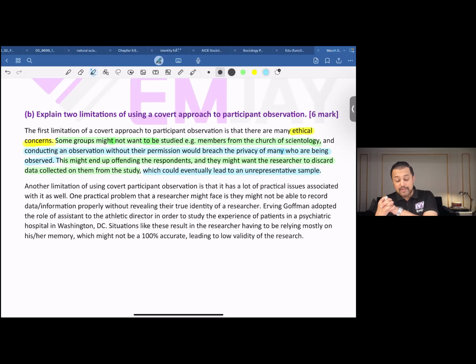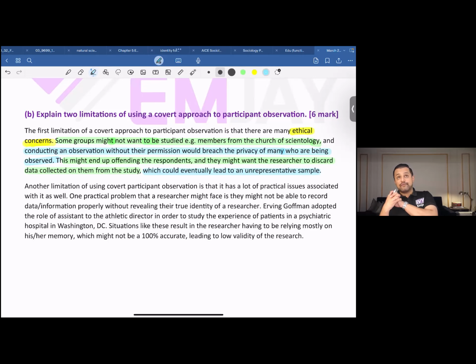Getting back to the example, let's just say I'm a researcher, I want to conduct a research on different religious organizations, and I very carefully choose a sample of, let's say, 5 individuals from a particular religious organization, right? Now, if the members of the Church of Scientology figure out that they're being observed, and they demand that the data that has been collected on them should be discarded, don't you think that for a researcher who had very carefully chosen a sample of 100 people, now you have data from only 95 people?